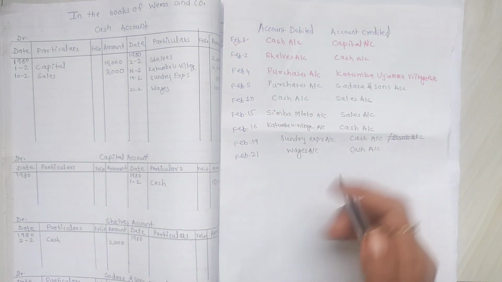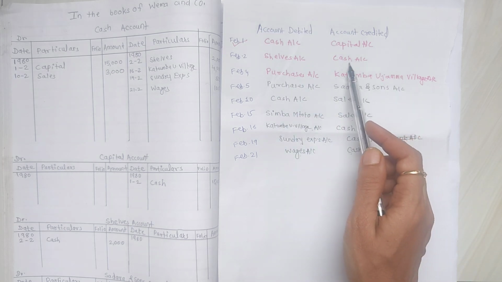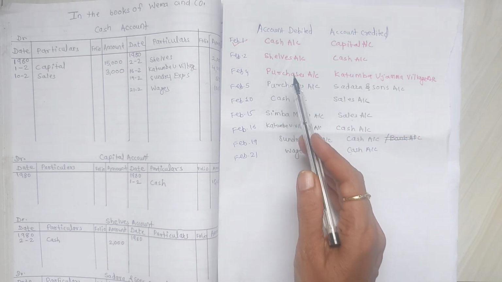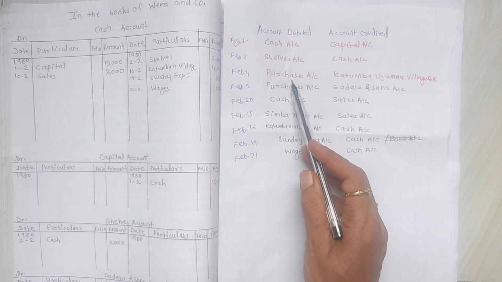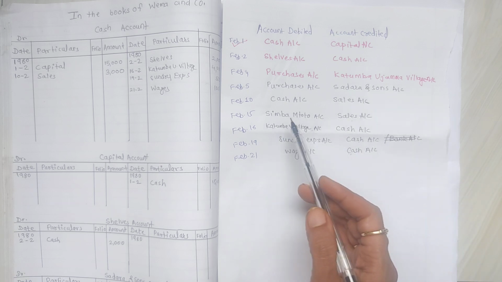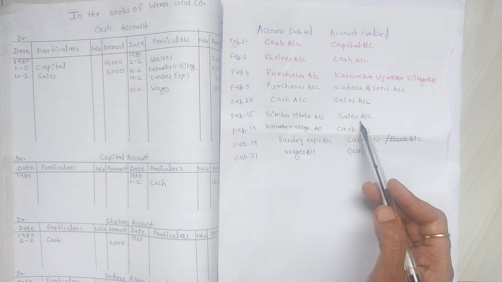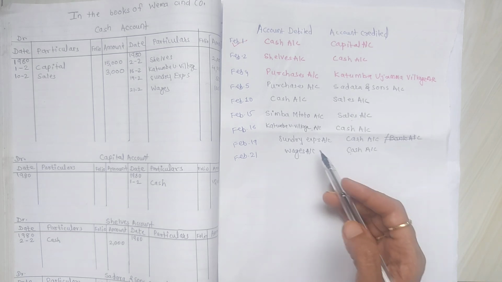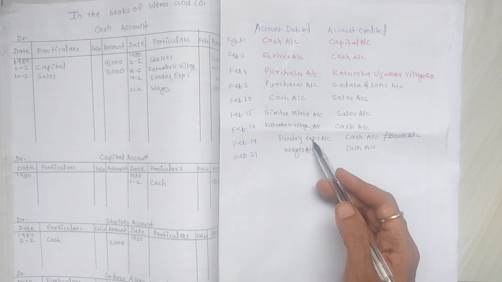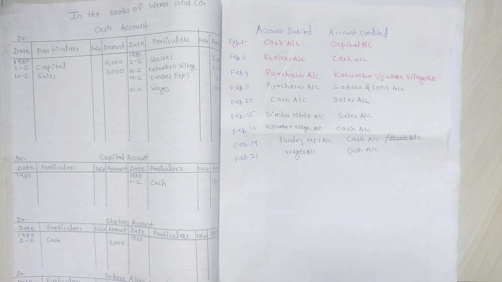When cash is coming, we have to debit cash. When cash is going, we have to credit cash. When it is a credit purchase, we credit that creditor's account. When it is a credit sale, we debit the debtor, the one who is receiving goods, and the sales account is credited. Whenever there are any expenses, debit that expense, and the money which is going will be credited. Now we will close the ledger accounts.